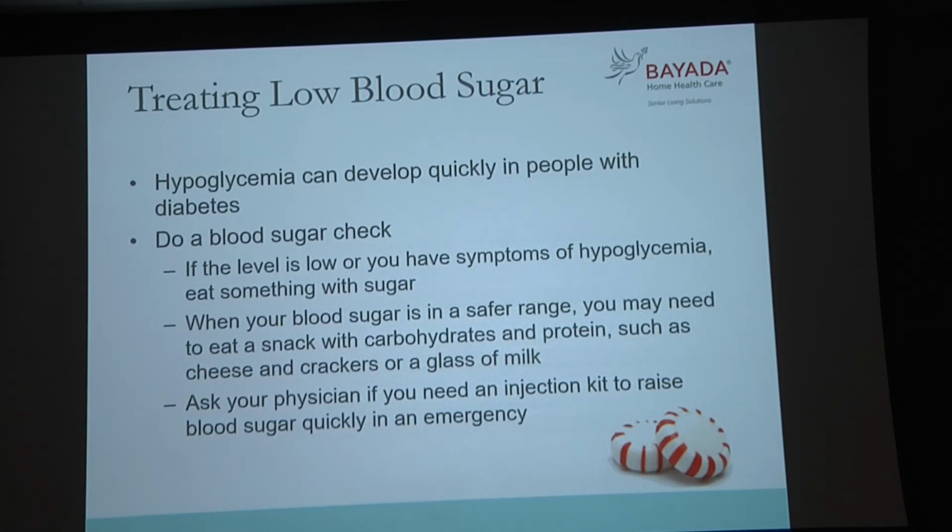When your blood sugar is in a safer range, you may need to eat a snack with carbohydrates and protein, such as cheese and crackers or a glass of milk. Then you can ask your physician if you need an injection kit to raise your blood sugar quickly in an emergency. That would be something your physician would prescribe. Sometimes if your blood sugar drops too low, that little piece of hard candy might not do the trick. You might need something more potent. But it's good to have a plan in place in case you need it, so you can raise your blood sugar a little and get feeling okay.